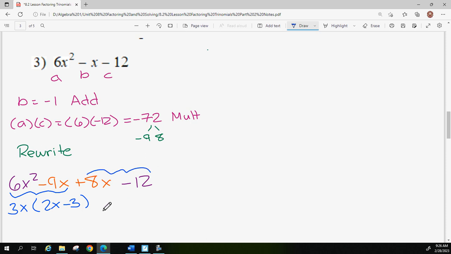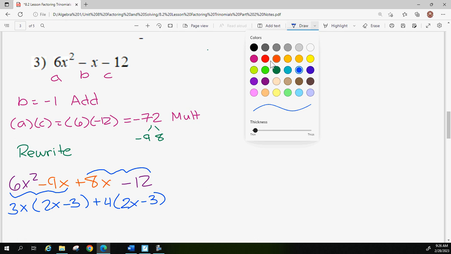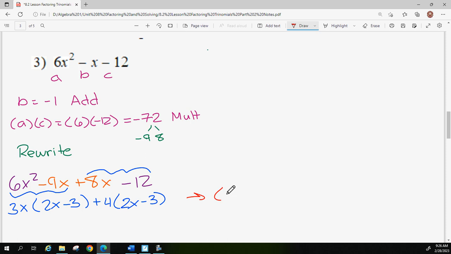Then I can take the greatest common factor out of those two terms. I can divide them both by 4. When I divide this by 4, I get 2x. When I divide negative 12 by 4, I get negative 3. What we're aiming for is the parentheses to be exactly the same. We have that. So my first factor is 2x minus 3. My second factor comes from these two outside pieces, 3x plus 4.